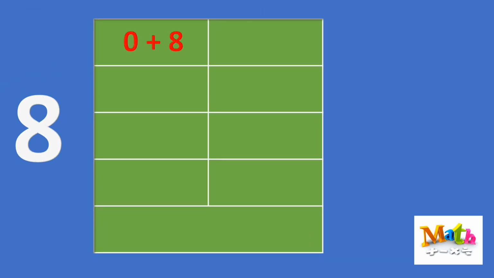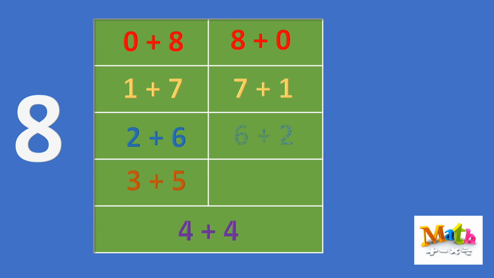Let's take the example 4, 8. What are the number partners for 8? The number partners are 0 plus 8, 1 plus 7, 2 plus 6, 3 plus 5, 4 plus 4, 8 plus 0, 7 plus 1, 6 plus 2 and 5 plus 3.